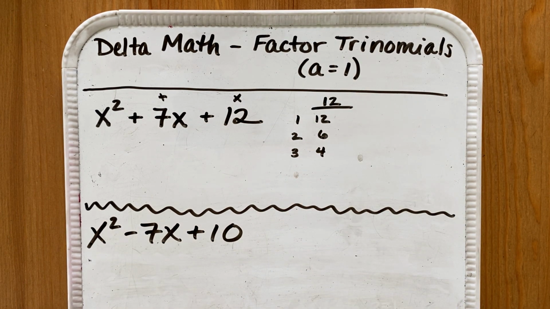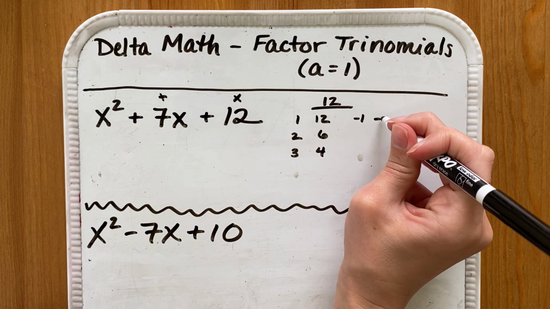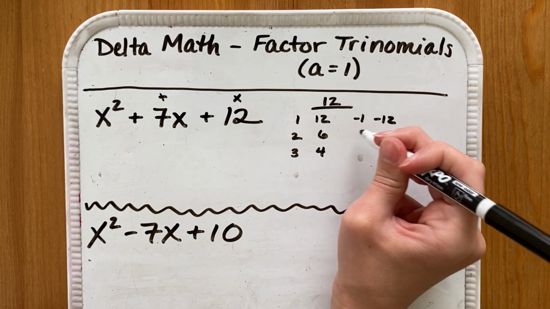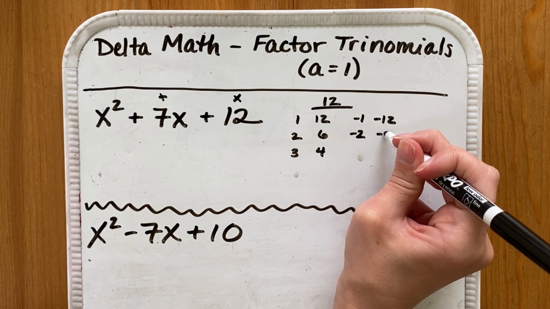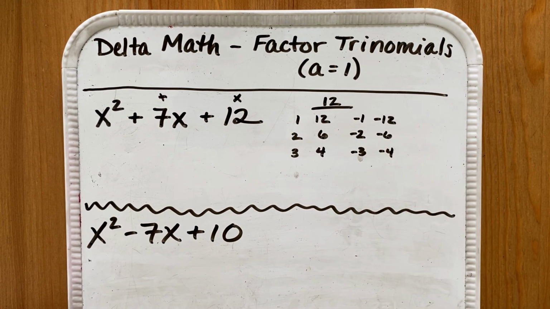After that, we start getting into repeats like 4 and 3, 6 and 2, and you don't need to list those. However, remember to get positive numbers, you can also take negatives times negatives. So negative 1 and negative 12, negative 2 and negative 6, and negative 3 and negative 4. So those are all the numbers that multiplied to be 12. Now there are fractions out there that could also make that happen for us, but we do not want to use fractions here.